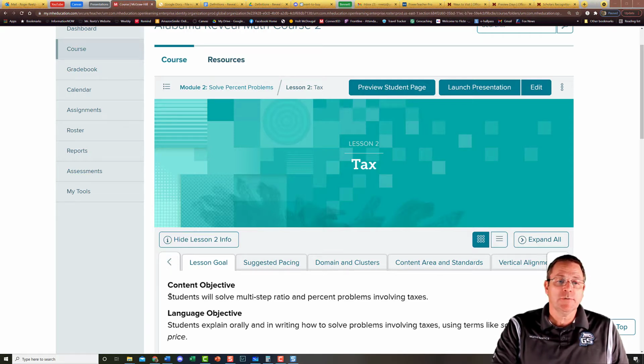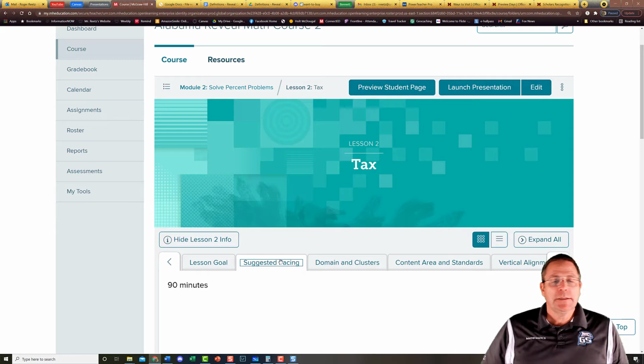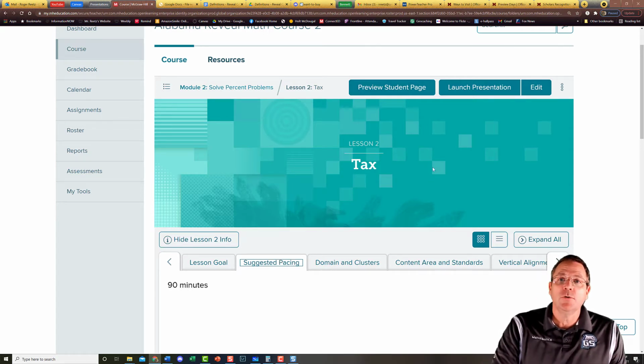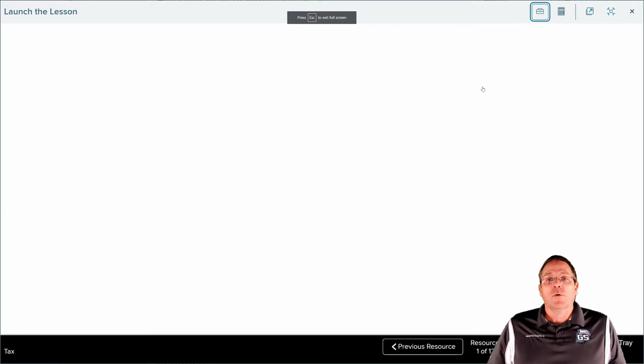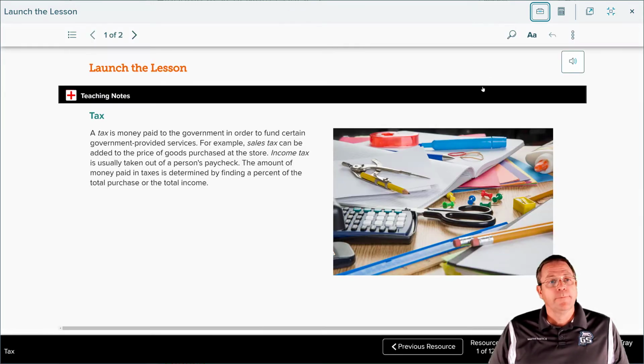The content objective says students will solve multi-step ratio and percent problems involving taxes. The pacing guide says this is going to be a 90-minute lesson, so we're looking at probably 2 solid days of presentations to get through it. So buckle up, hold on. It's time to sit back and learn about taxes.